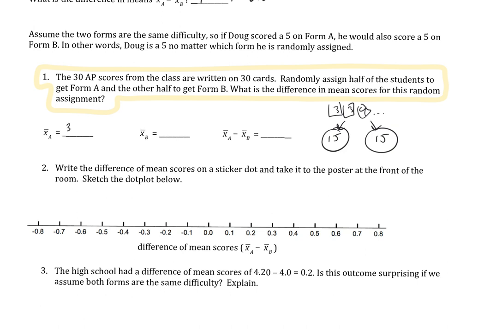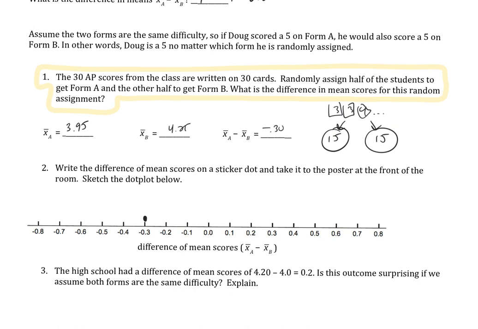For example, for Form A, I could get 3.5. For Form B, I could get 4.25, depending on the combination of scores I get. And then I would look at that mean difference, which would be a negative 0.30. I would then put that on the board on the dot plot at negative 0.3.